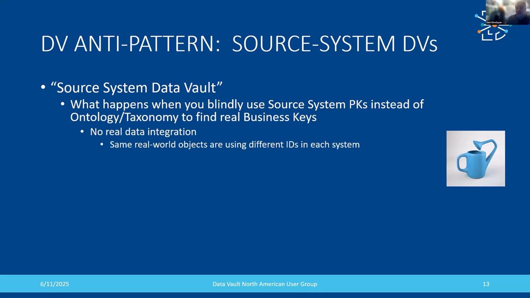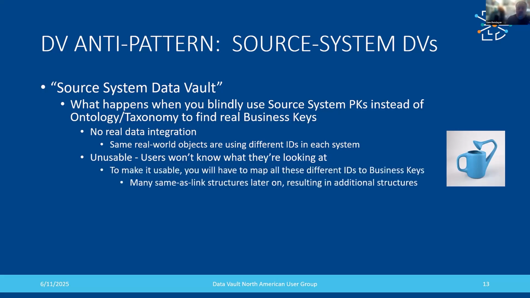And so what do you end up creating? You end up creating a data vault, sure enough, but there's no real data integration. Think about a person ID. If you use integer surrogate keys from 10 different sources, well, you're going to have to store those all, and then you're going to have to map them to each other to be able to integrate the data. So you don't have real data integration. You've got different pieces of data or IDs for the same real world objects, and they're also unusable. The users are not going to know what they're looking at.